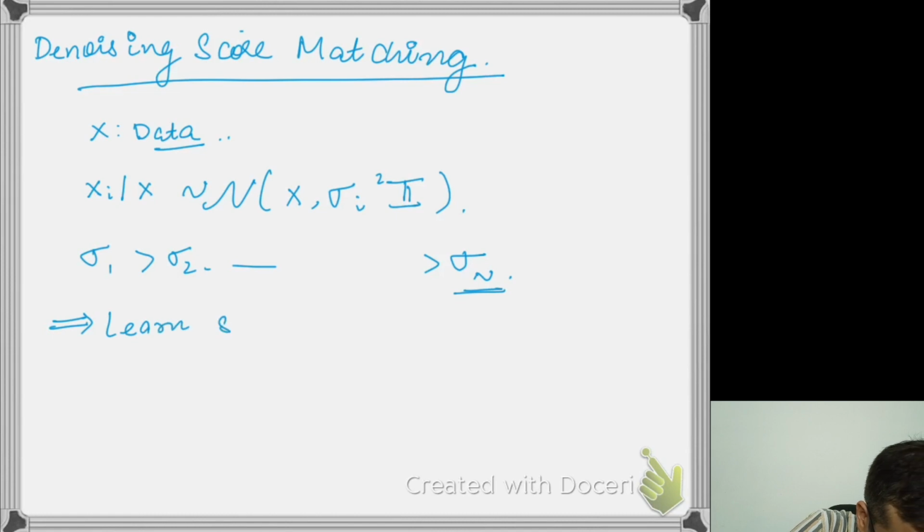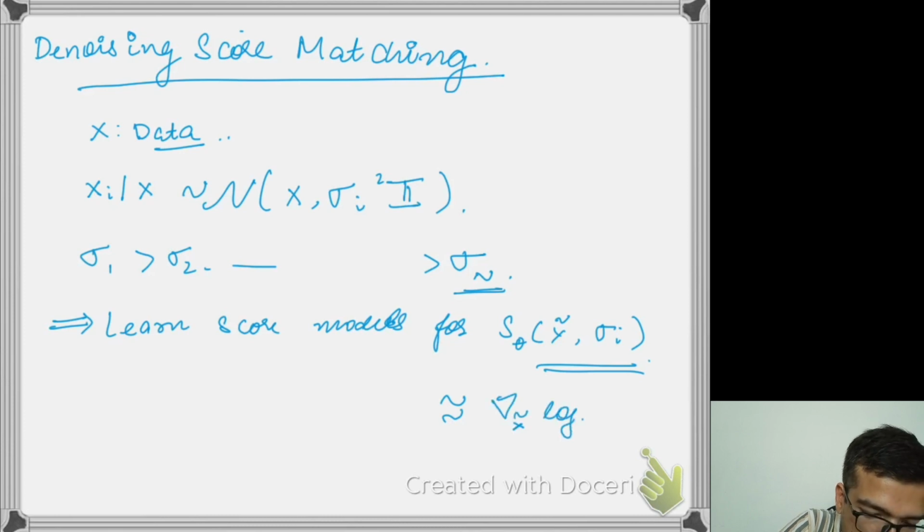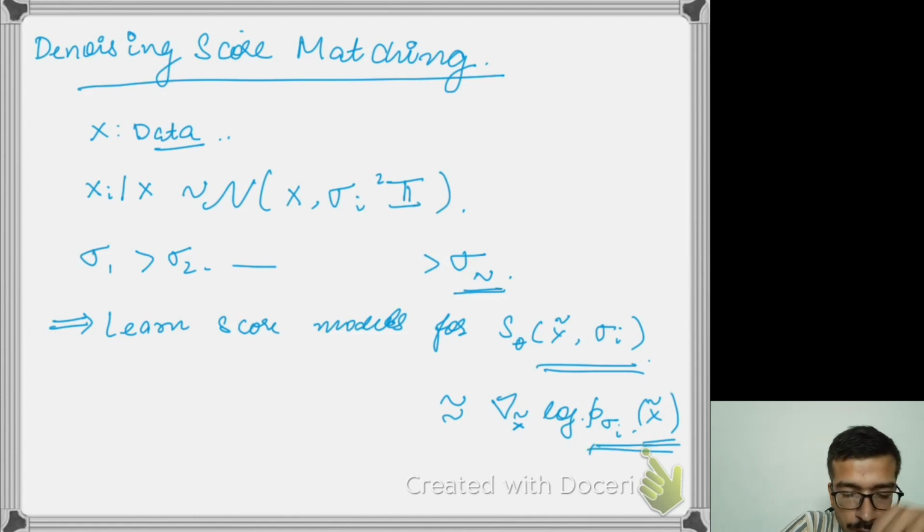Learn score models s_theta(x tilde, sigma_i). Basically this should approximate the gradient with respect to x tilde of log p_{sigma_i}(x tilde). Here p_{sigma_i}(x tilde) is the distribution of x tilde obtained by sampling an x from my data distribution and then adding zero mean Gaussian noise with variance sigma_i squared.